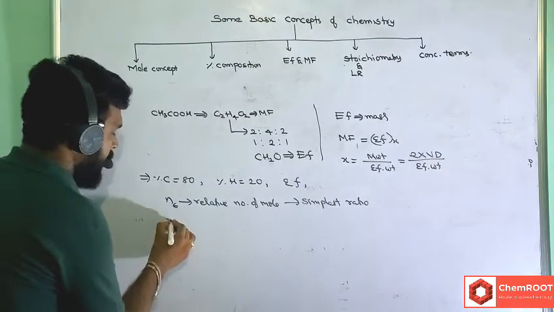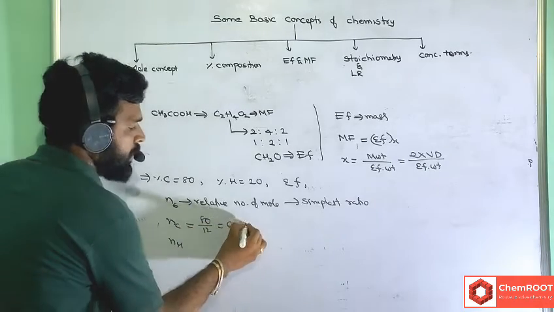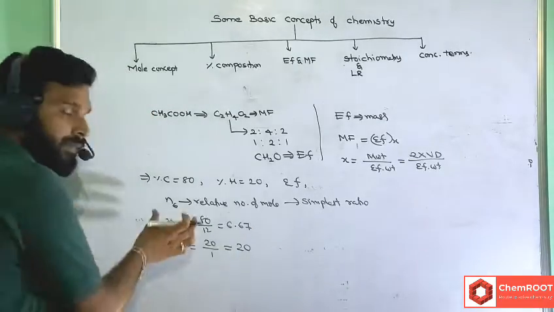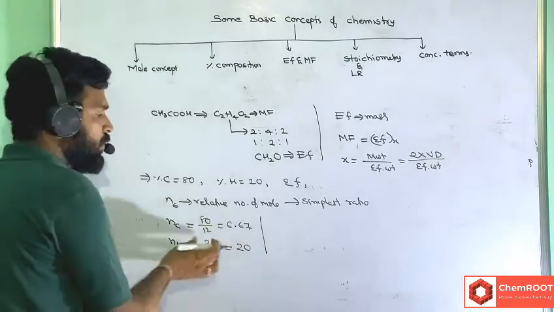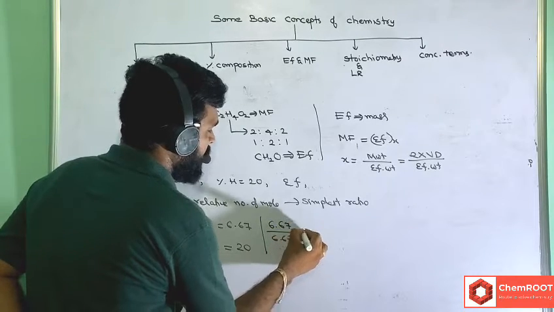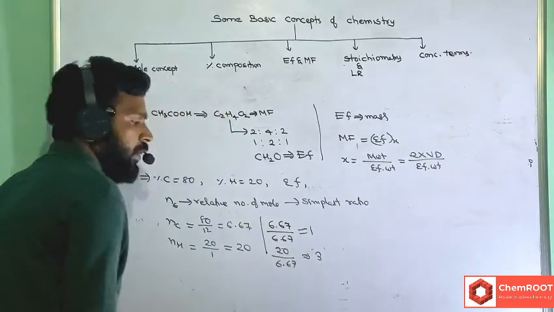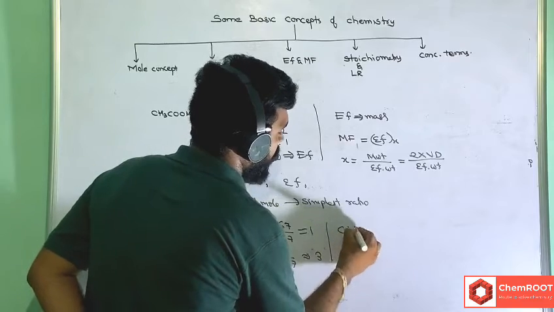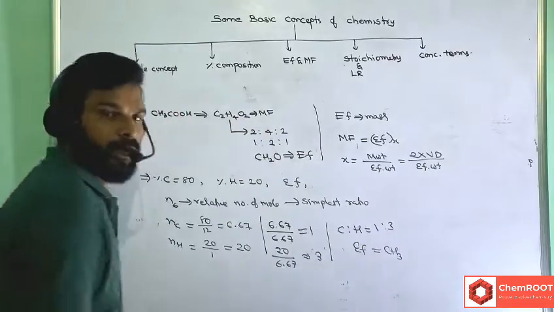Okay, suppose you have carbon and hydrogen. So 80 by 12, it is 6.67. This is 20 by 1, it is 20. So we got the number of moles. For the relative number of moles, observe these numbers of moles, take the lowest one and divide both the values. Then what are you getting? This is 1, and 20 by 6.67 is also around 3. So the simplest ratio is 1:3. So the carbon and hydrogen ratio is 1:3. The empirical formula will be CH3. Like that we can find it.